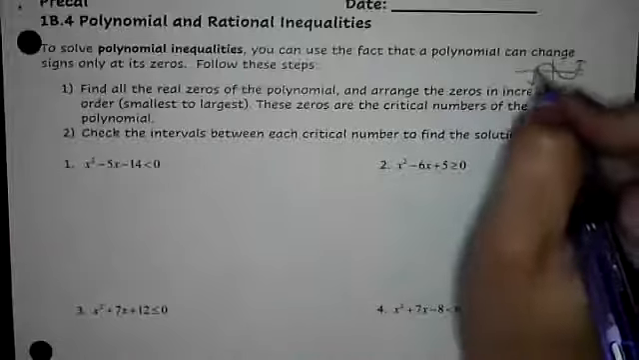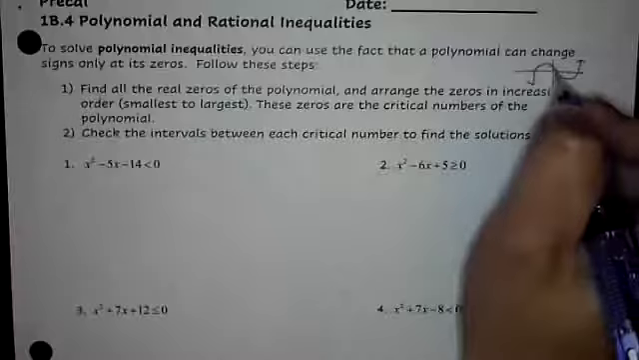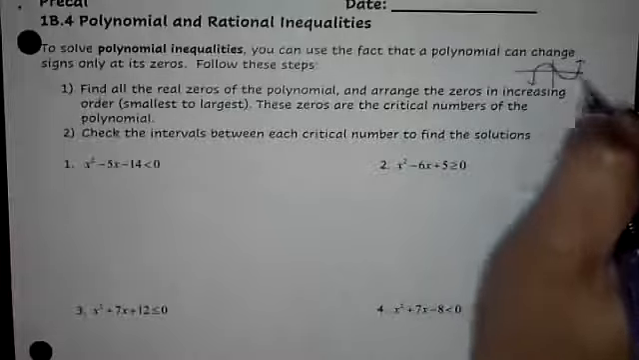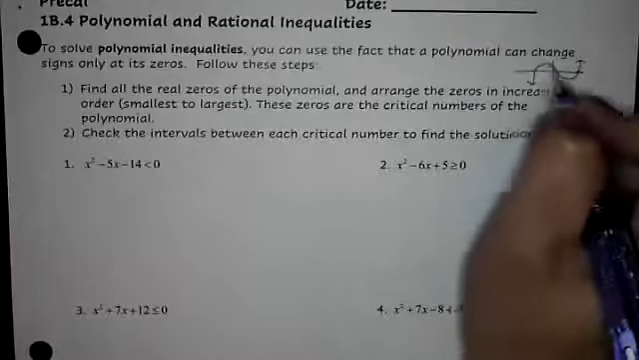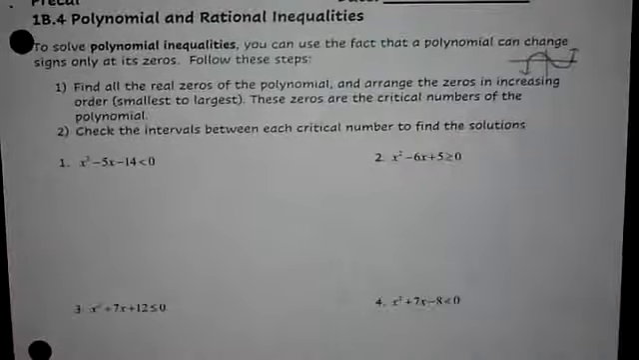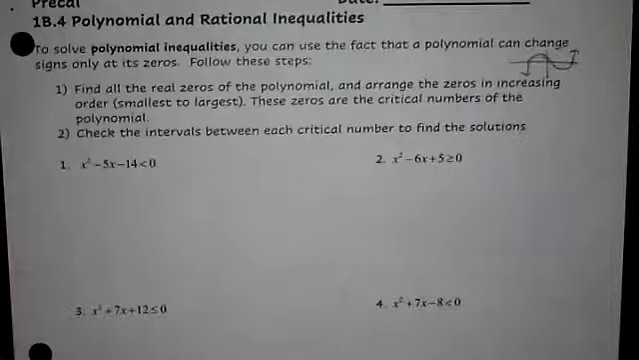It only changes the sign from positive to negative when it drops under a zero, and then from negative to positive when it goes above that zero. So these zeros right here are really important of the polynomial. That's what we're going to use as our critical points. We usually find those by factoring. So that's how we'll start this.